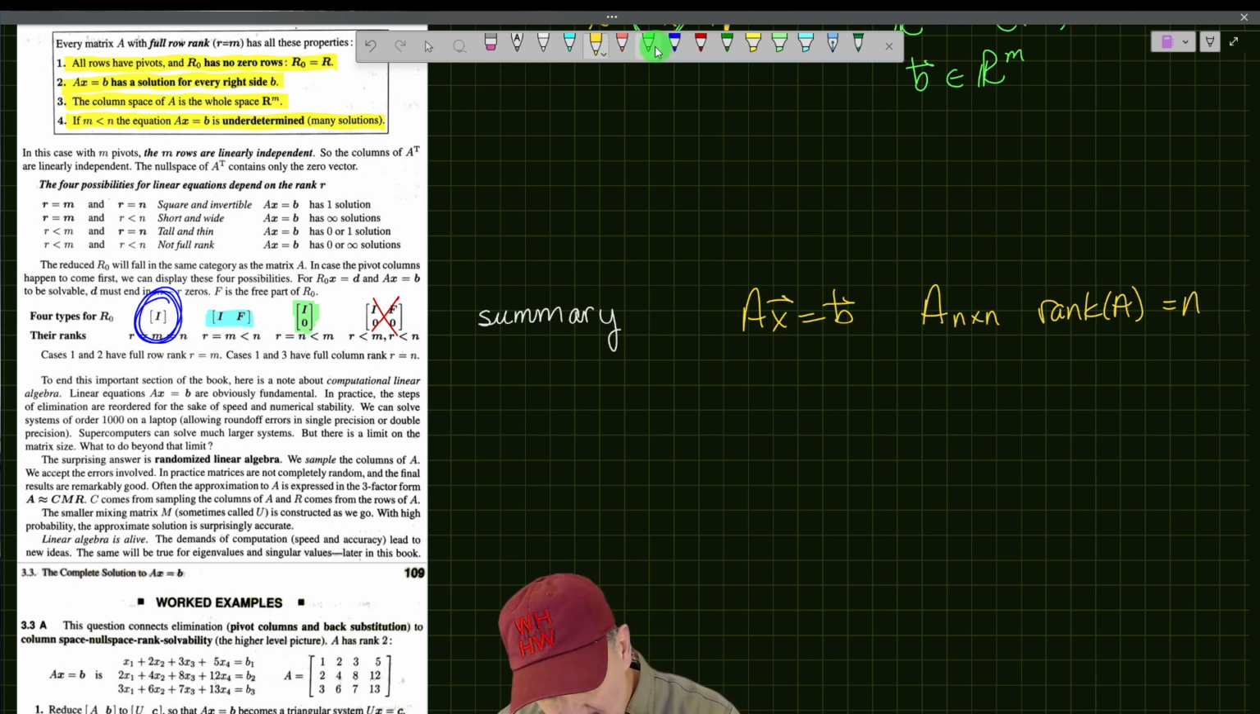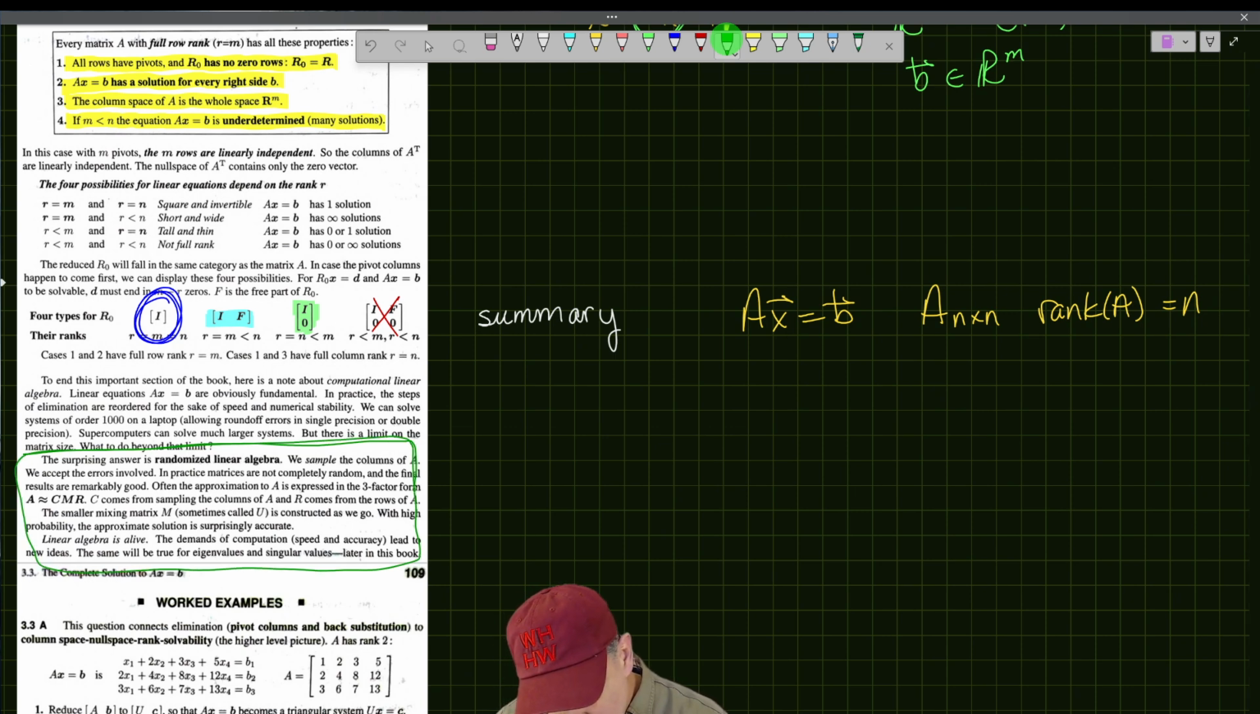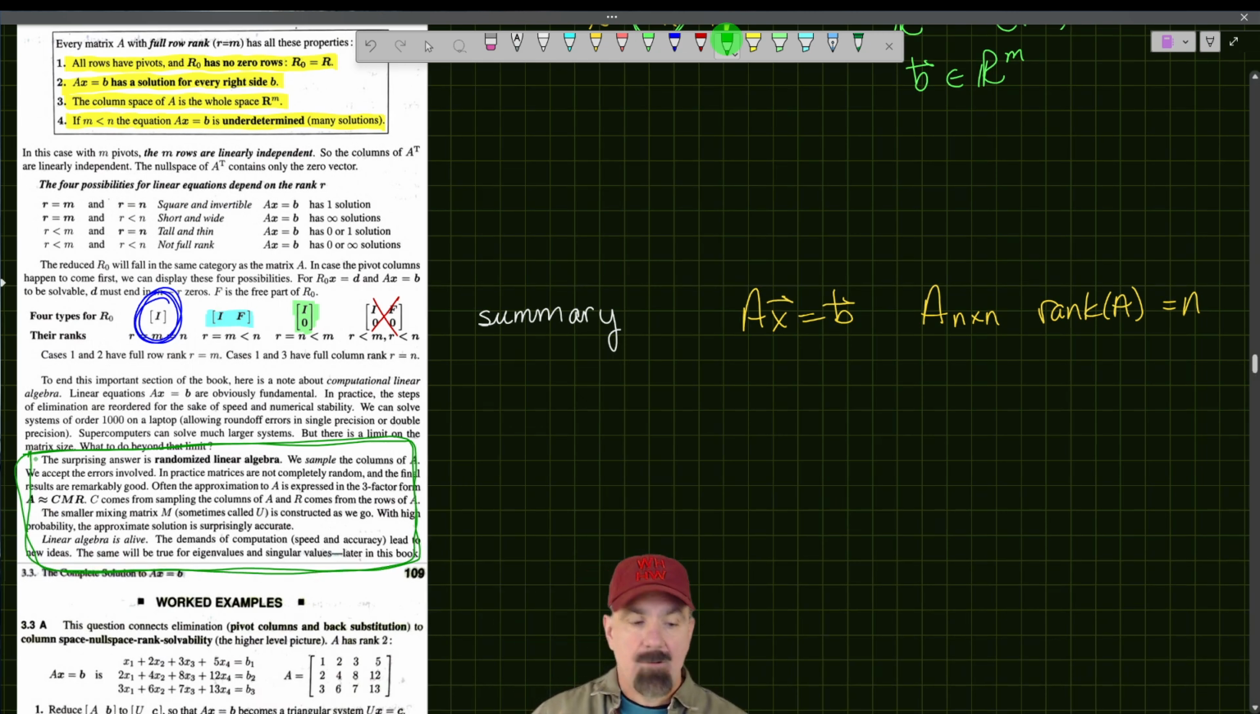The other piece of this that I want to just touch upon is the conversation he has down here about using random variables, or random numbers really, to try to solve the system.